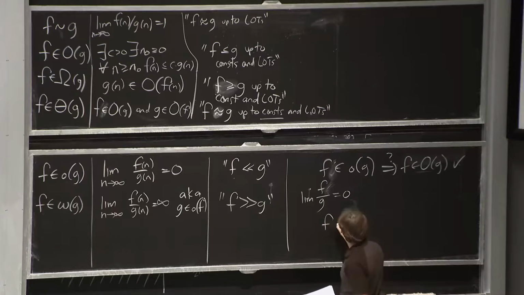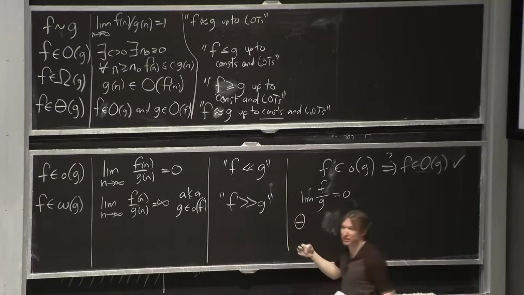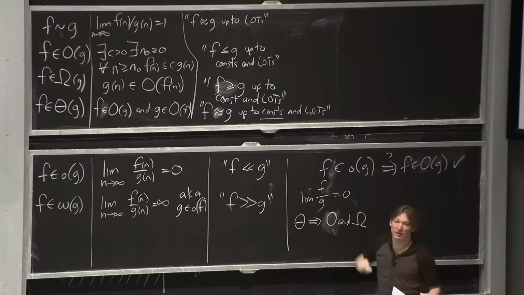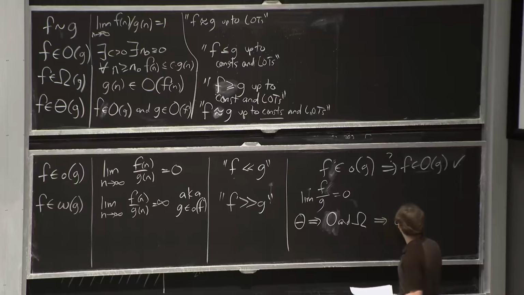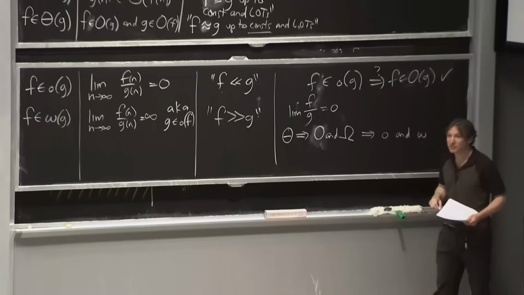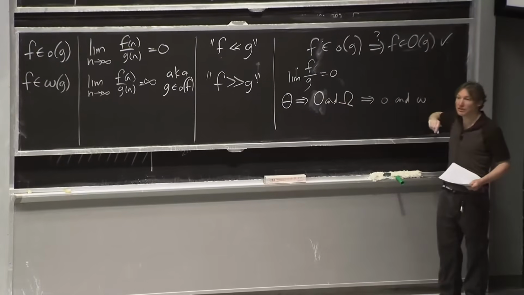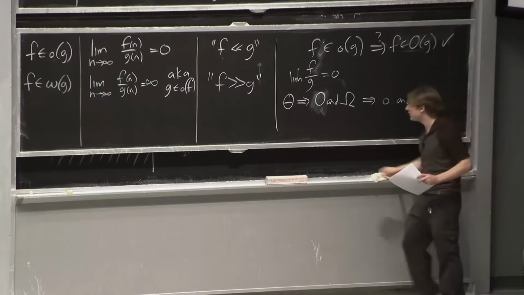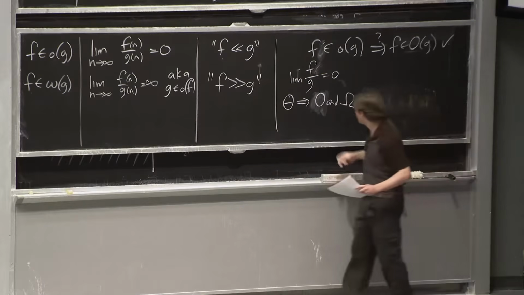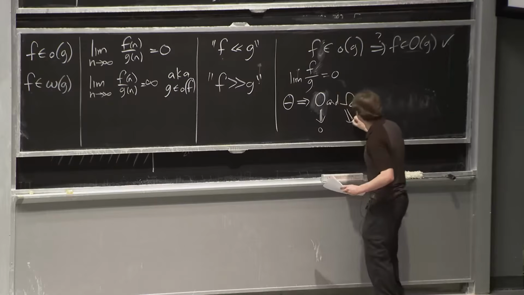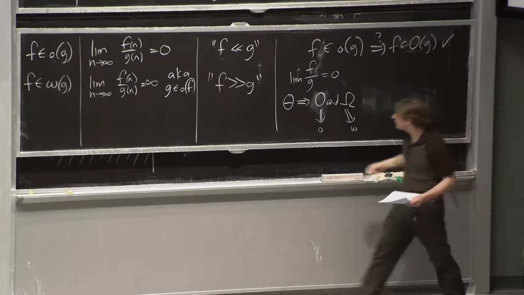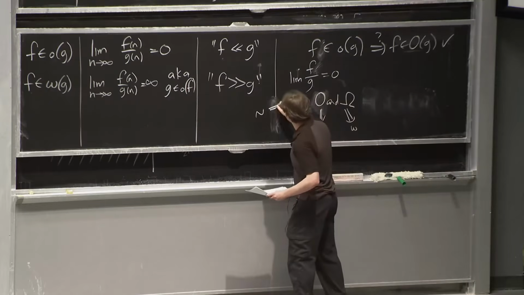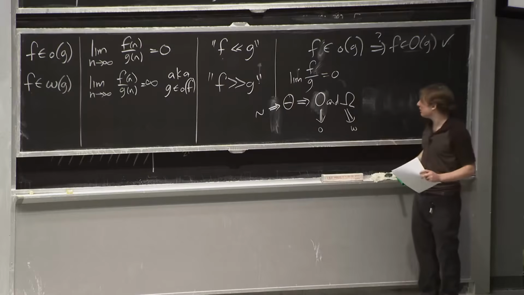Likewise, let's see. There are lots of other implications between these. So theta, if f is theta of g, well, that certainly implies big O and big omega, because that's how we defined theta. And in turn, these also imply little o and little omega, because big O implies little o, as we just saw, which means big omega implies little omega, because we're just swapping the order. So we have lots of implications like this. Let me write it this way. This implies little o, and this implies little omega. And as we already saw, asymptotic equivalence implies theta, which in turn implies all the others.